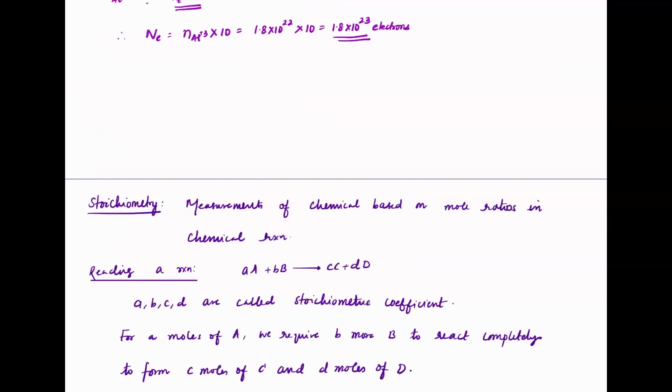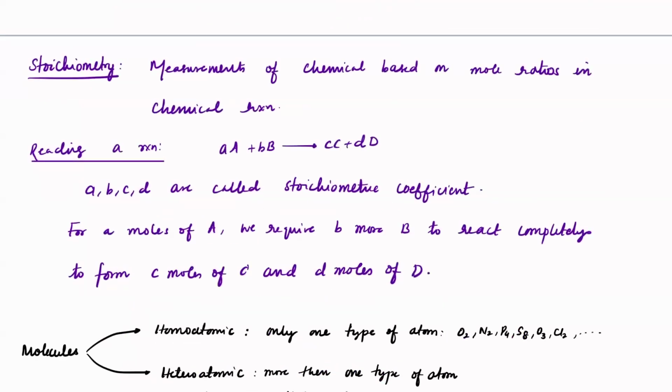Now let's extend this idea to chemical reactions. If you are measuring chemicals based on the mole ratios in a chemical reaction, then we call it stoichiometry. In stoichiometry, the first part you need to understand is how to read a reaction. A chemical reaction is always read with respect to its coefficients. These A, B, C, D are called stoichiometric coefficients, and we read a reaction based on those coefficients.